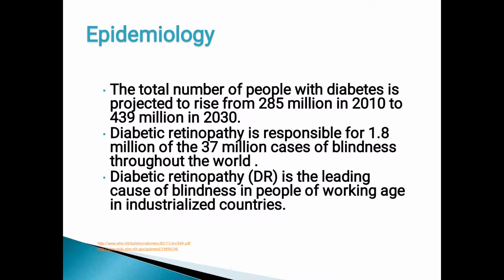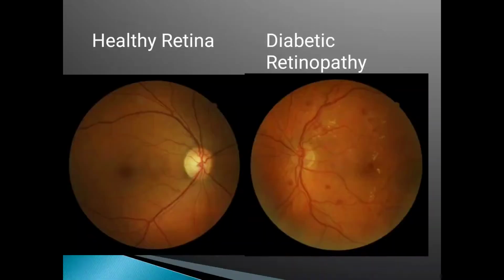The number of people with diabetes is projected to rise from 285 million to 439 million in 2030, and it is responsible for 1.8 million out of 37 million cases of blindness throughout the world. In the industrialized world, where cataract blindness is reduced to a great extent, diabetic retinopathy is the leading cause of blindness in people of working age. In India also, it is catching up fast.